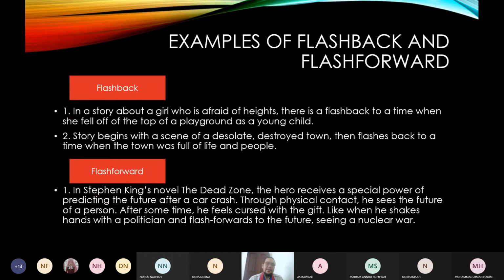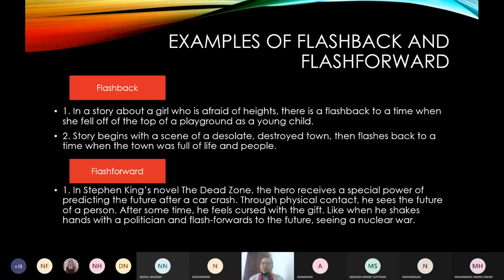Alright, in Stephen King's novel The Dead Zone, the hero receives a special power of predicting the future after a car crash. Through physical contact, he sees the future of a person. Dia sentuh benda saja dia boleh nampak future. Dia ada instinct. After some time, he feels cursed with the gift, like when he shakes hands with the politician and flashes forward to the future, seeing a nuclear war. Alright, dia boleh tengok disentuh orang ni, dia ni lah yang akan startkan nuclear war and so on. Itulah contoh flashback and flash forward dalam short story ataupun dalam novel.